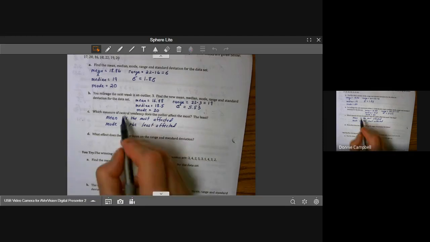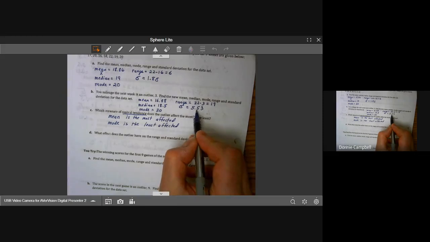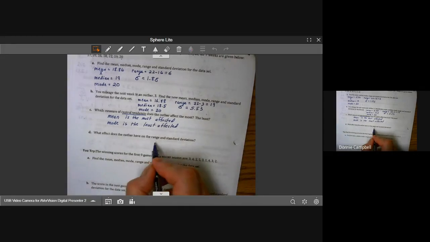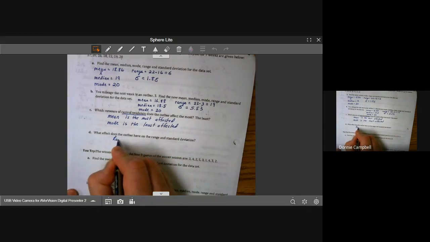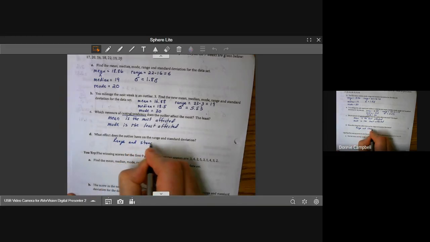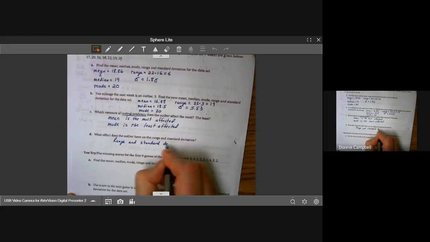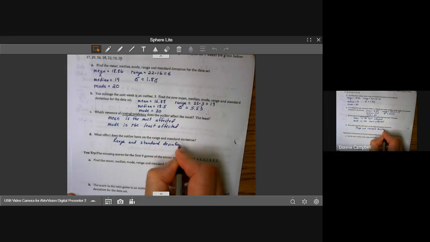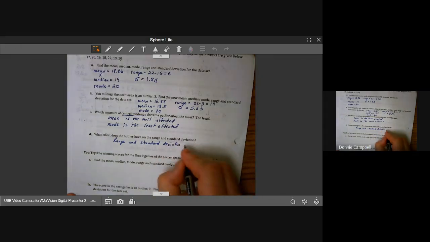Now remember, it's talking about central tendency here. It's not talking about range and standard deviation. Those are dispersion. What effect does it have on the range and the standard deviation? Well, the range and the standard deviation change because they're more spread out, so they get bigger. Range and standard deviation increase because they're more spread out. That outlier really changes things.